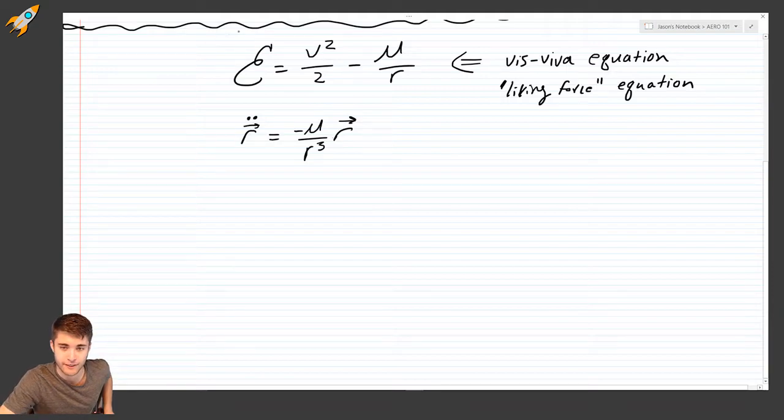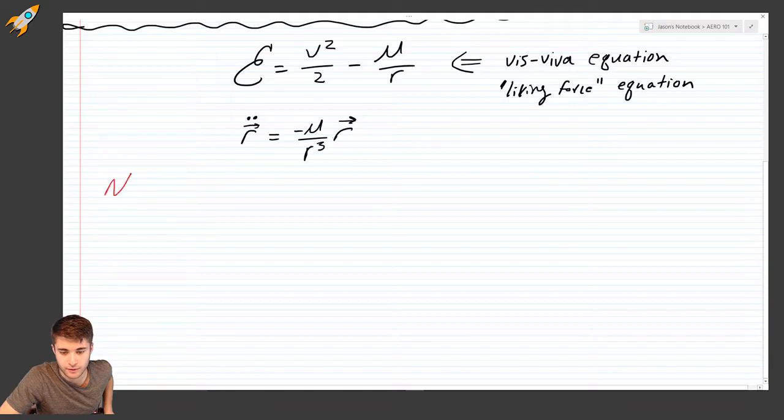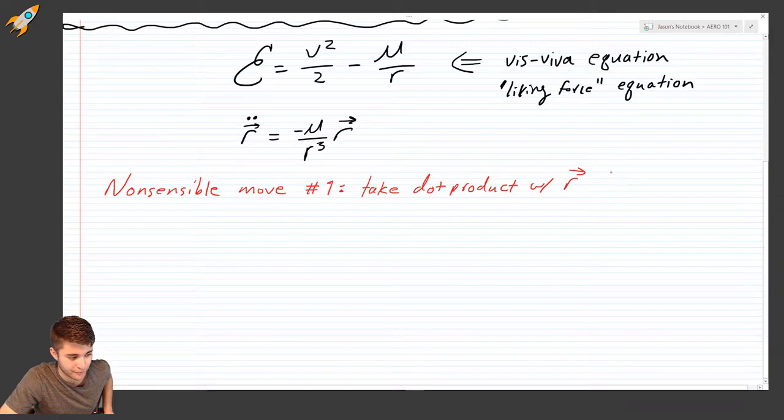That's the goal, okay? So, without further ado, nonsensible move 1. Take the dot product of both sides with r. So we're going to take the dot product with our position vector. That's what we're going to do.